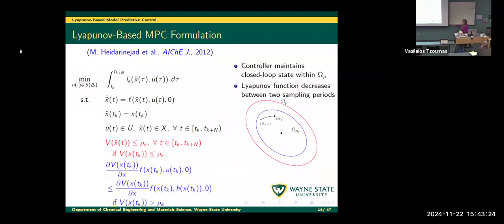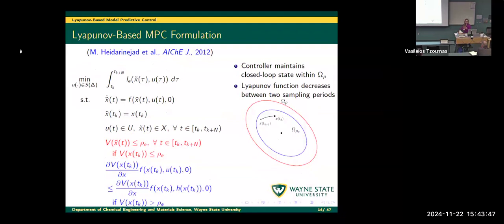And by trading off between these two, we achieve the goal of maintaining the closed loop state within this region omega rho, and then also being able, if we want to drive the Lyapunov function to lower values, which means that if we wanted to do steady state tracking, we still could if we just enforce this second constraint all the time.